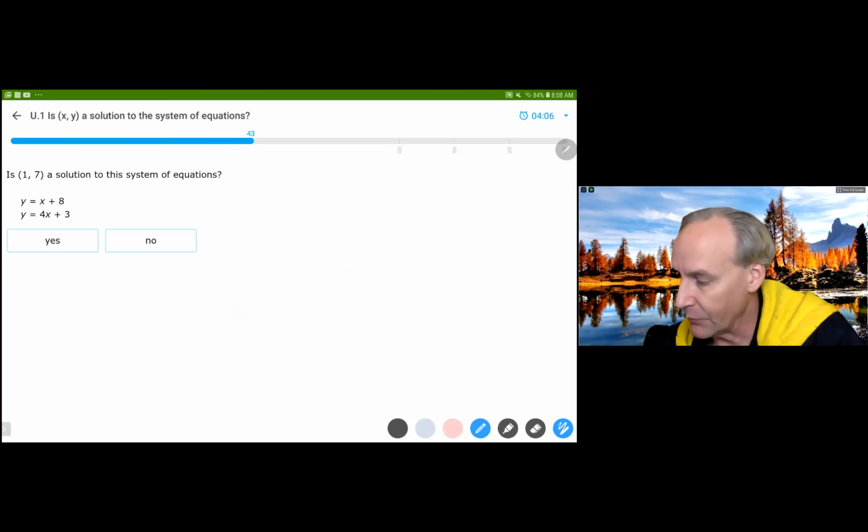Now in this one, remember, we're going to put the 7 over here with the y and the x over here, because remember, that's always (x, y). Now, for the first one, it looks almost right, but that's not true. 1 plus 8 is 9, not 7. But 4 plus 3 is 7. So it did work for the second one, but not the first one. So this is a no.